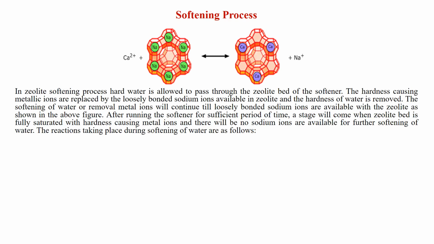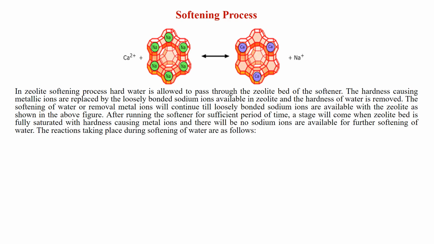So in this process, when hard water is allowed to pass through the zeolite bed of the softener, the hardness causing metal ions, it may be calcium, magnesium, iron, etc., are replaced by the loosely bonded sodium ions available in the zeolite, and the hardness of the water is removed. The softening of water or removal of hardness causing metal ions will continue till loosely bonded sodium ions are available with the zeolite, as shown in the above figure.